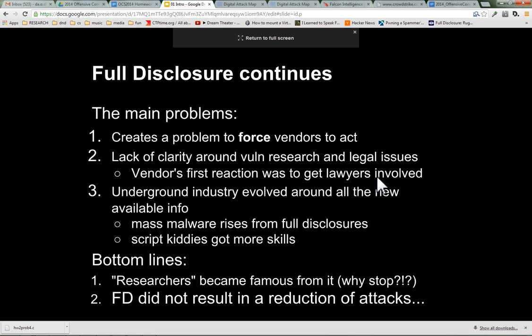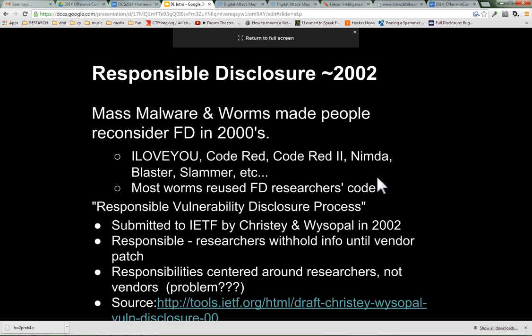And full disclosure also did not ostensibly result in a reduction of attacks, although that statement is extremely hard to measure. I'd say impossible to. So many believe that full disclosure is what enabled mass malware and the rise of worms, because people were just reusing these disclosed descriptions of vulnerabilities or this disclosed proof of concept exploit code. And so many of these things, ILOVEYOU, Code Red, et cetera, were actually things that were previously in full disclosure lists that someone just weaponized and used for their own purposes.